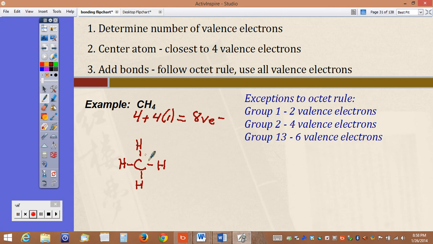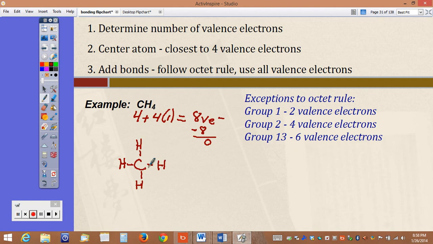Now we've used up 1, 2, 3, 4 bonds. Each bond has 2 electrons. So we have now used up all of our valence electrons. Let's make sure everybody has an octet. Carbon in the center has 1, 2, 3, 4 bonds times 2, or 8 electrons. Carbon has an octet. That's good.